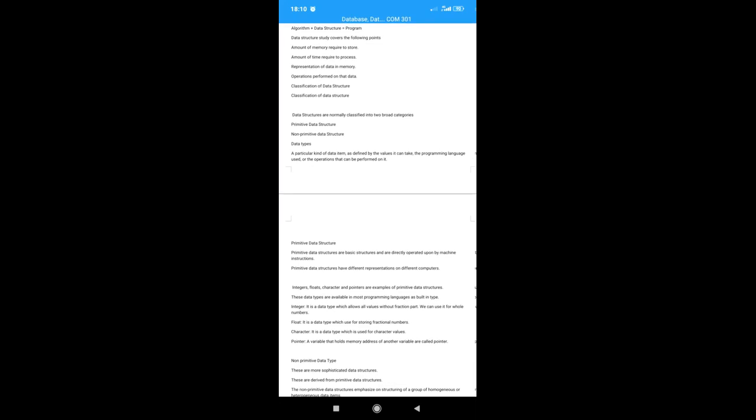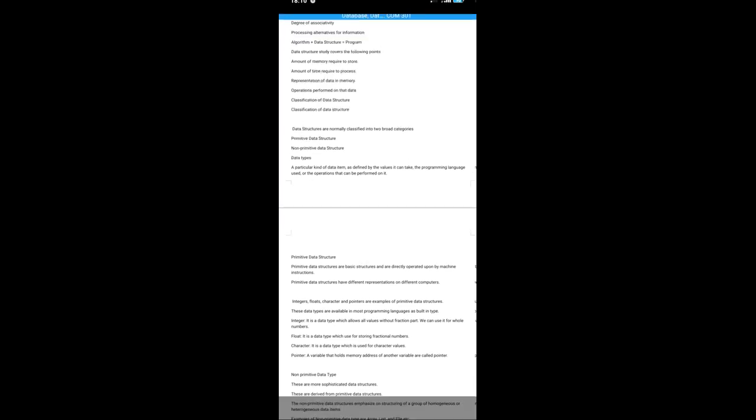Now, what are abstract data types? Abstract data types define the logical form of a data type. The data structure implements the physical form of the data. Different types of data structure are suited to different kinds of application, and some are highly specialized to specific tasks.